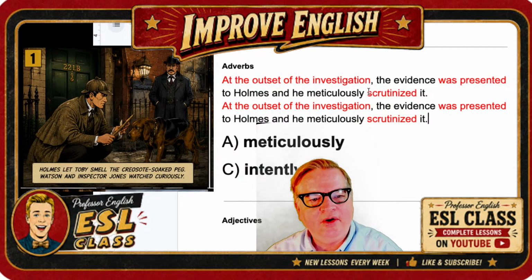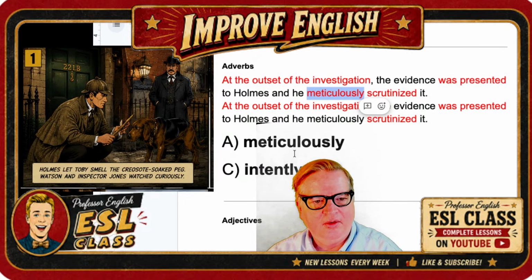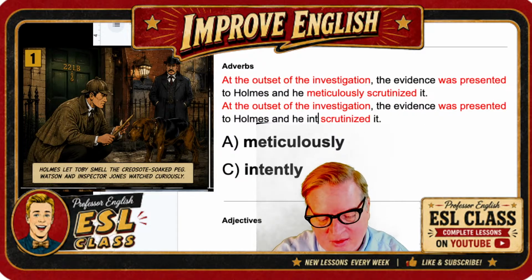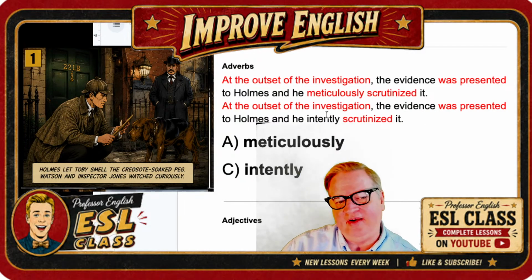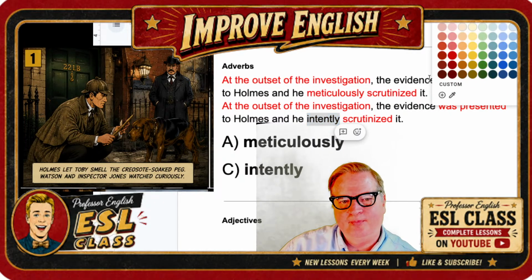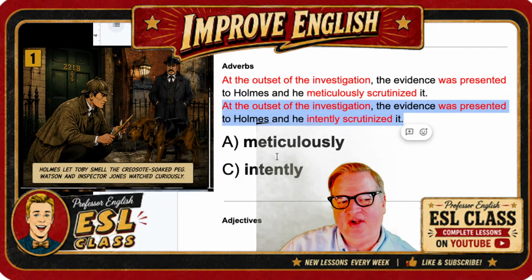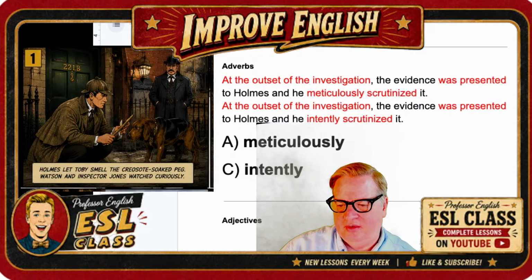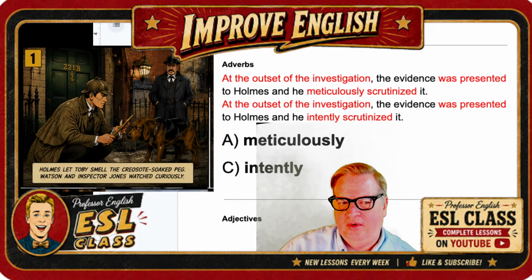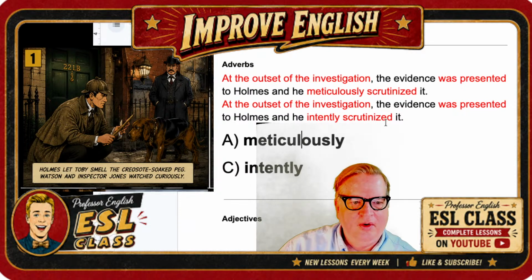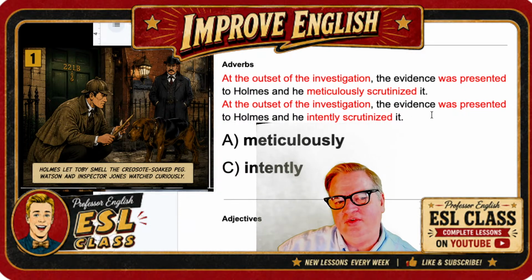Okay. Where could we put that? Where should we put that word, intently? Same place. So we could say he intently scrutinized it. Try just that phrase. He intently scrutinized it. Okay, now the whole sentence. At the outset of the investigation, the evidence was presented to Holmes, and he intently scrutinized it.